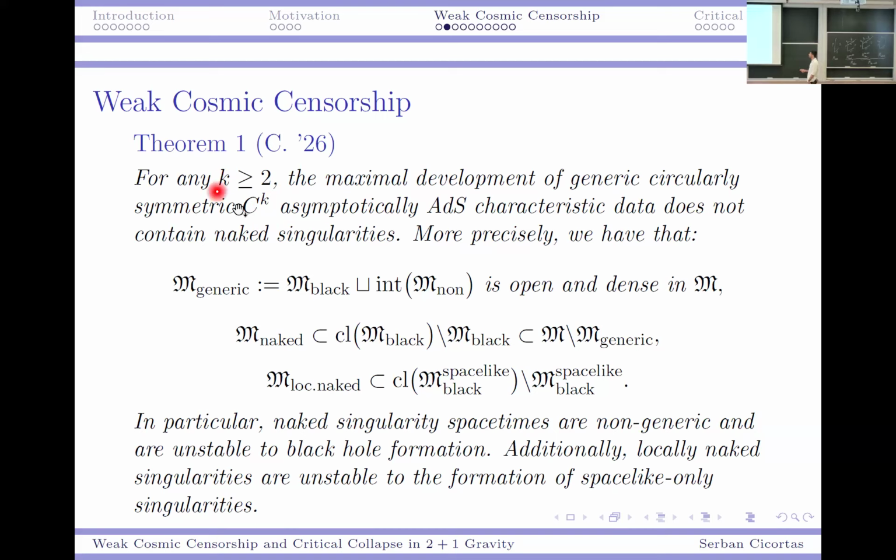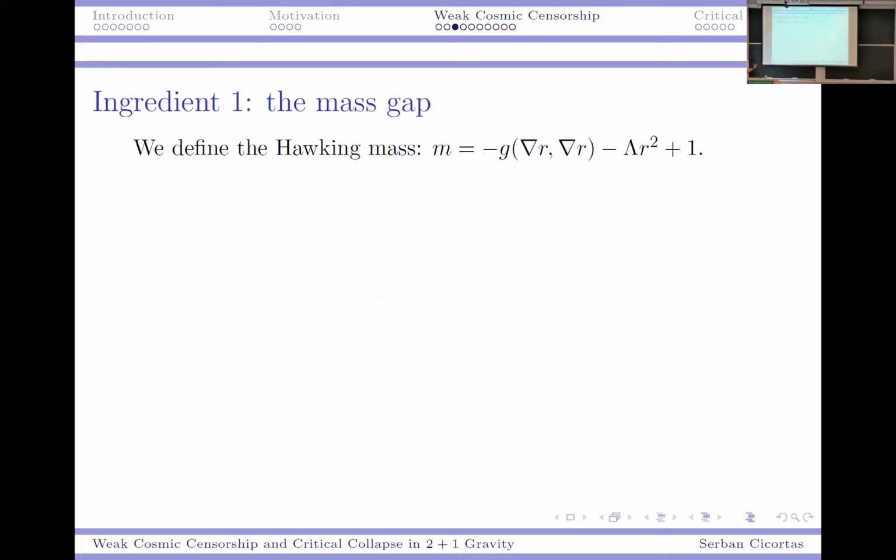So the overall, let me just stay here because my pointer doesn't work very well. The overall strategy of the proof, again, is due to Christodoulou, and I'll try to explain what are the differences, but also similarities to his work. So there are two ingredients that are very important for the proof. And the first one of them is what I call the presence of a mass gap. So I'm defining the Hawking mass as follows. So my mass is minus g of grad r minus lambda r squared plus 1. Okay, so because of this term, some people might call this renormalized Hawking mass. And also, let me make a comment for the people who are more familiar with the physics literature.